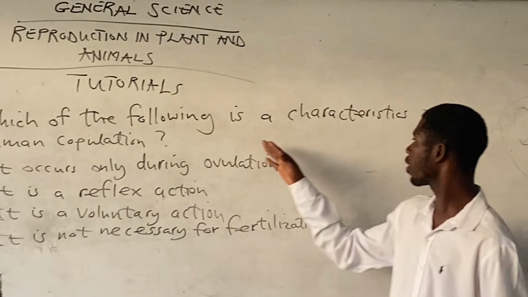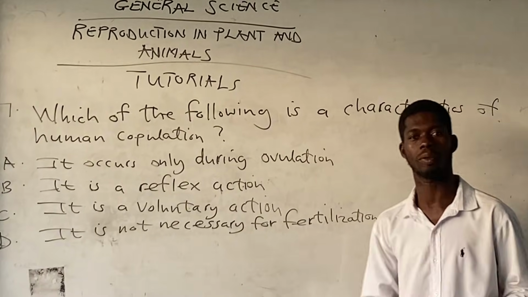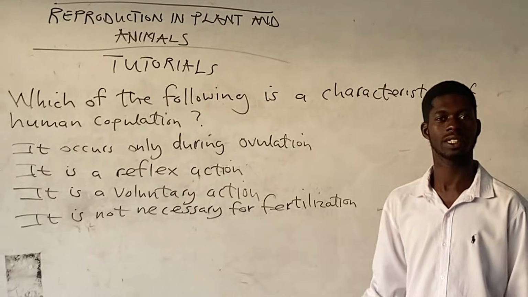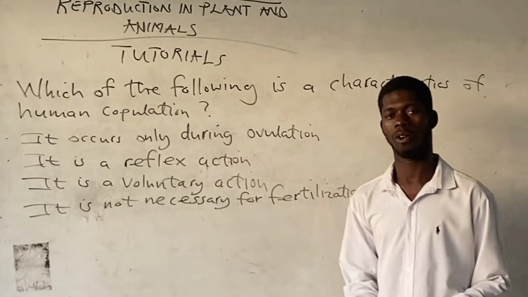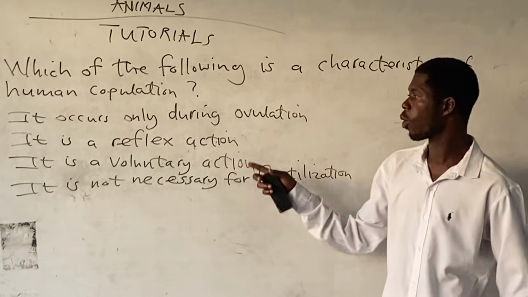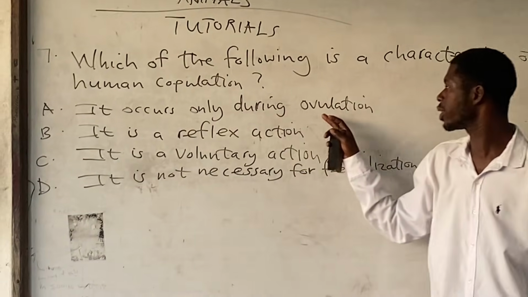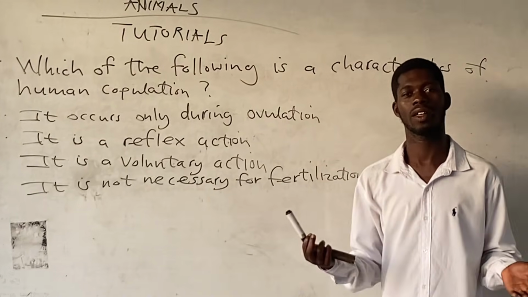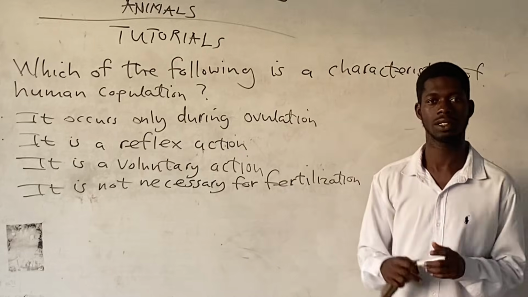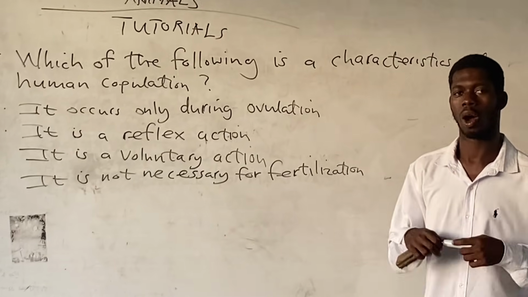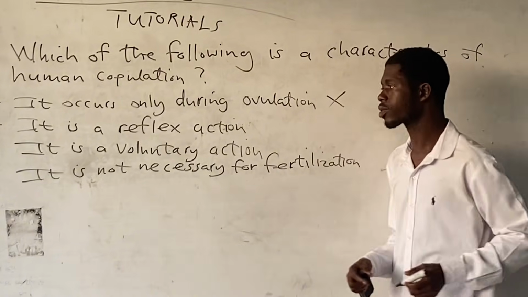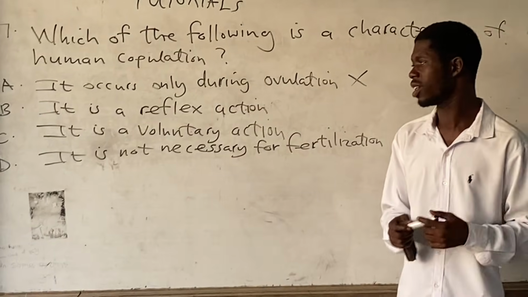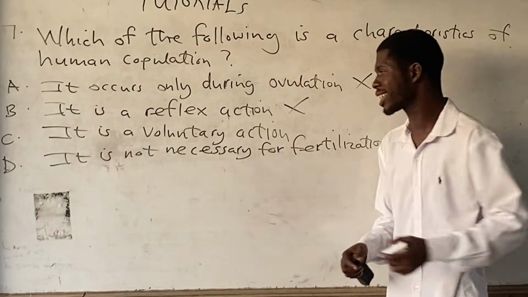Okay. So question number 7. It says, which of the following is a characteristic of human copulation? As I said, copulation is the act of having sexual intercourse. Okay. So A says it occurs only during ovulation. No. We don't have sex only during the time the lady is ovulating. So it's wrong. It is a reflex action. No, copulation is not a reflex action.